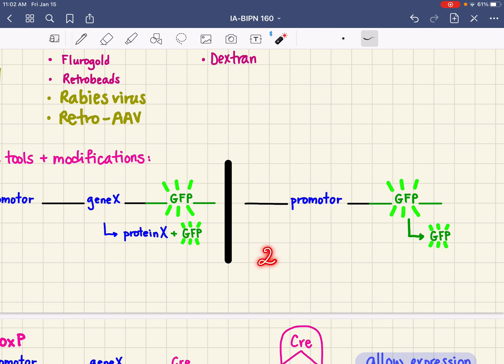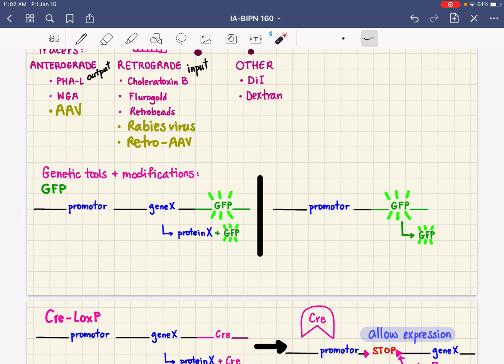The second way of using GFP is if we completely take off gene X, that can also work. We don't need to produce protein X if we don't want to. We can attach the gene of GFP at the end of the promoter, and the promoter will drive only the expression of GFP. And again, because this is fluorescent, we will be able to locate it in the brain.